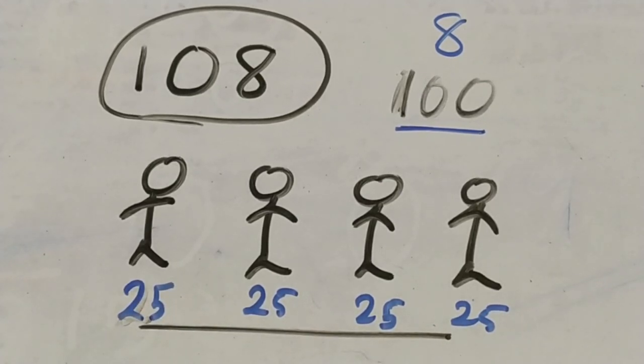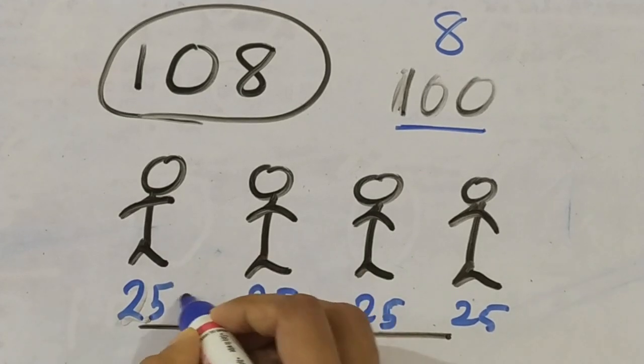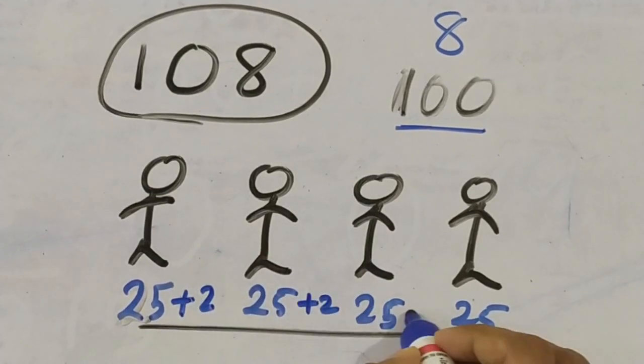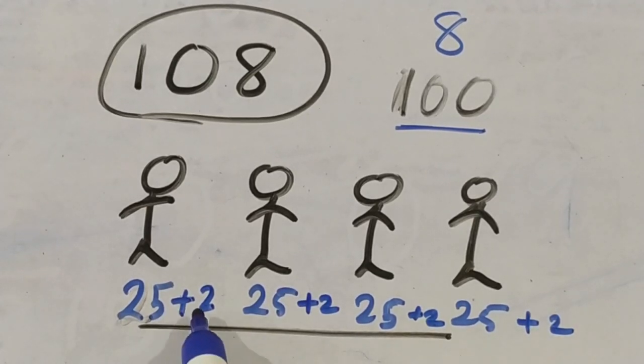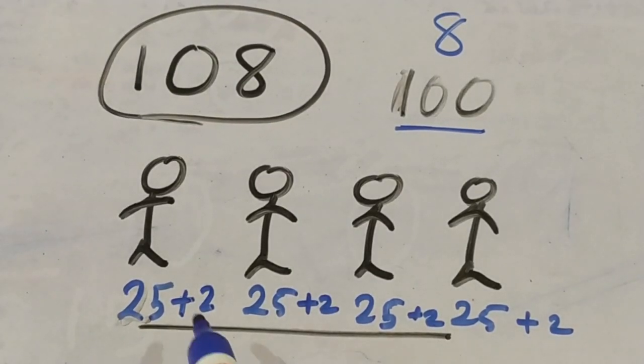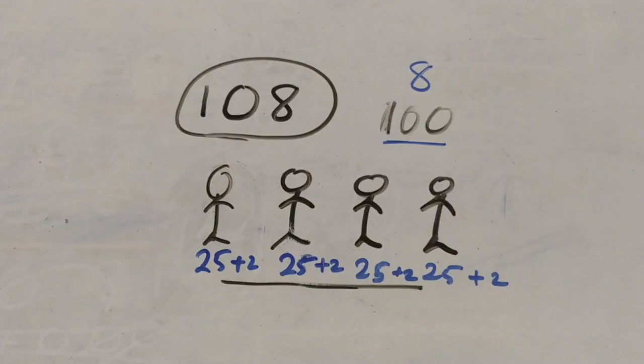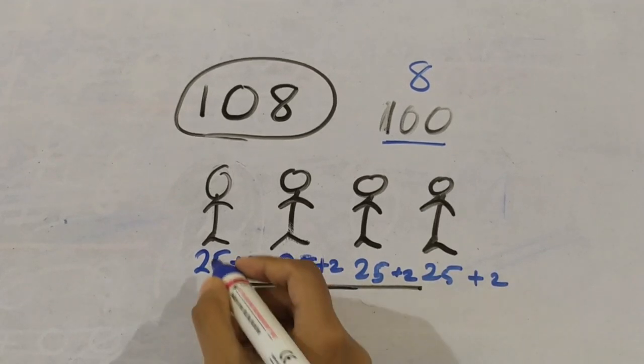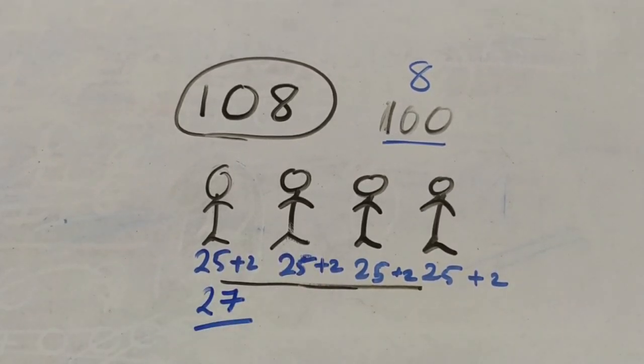So how many gooseberries will one get? When 8 gooseberries are divided, one child will get 2 gooseberries. So 2, 2, 2, 2. Here 2 plus 2 is 4, 4 plus 2 is 6, plus 2 is 8. So all together, one person is getting 27 gooseberries, 25 plus 2. Each one is getting 27 gooseberries.